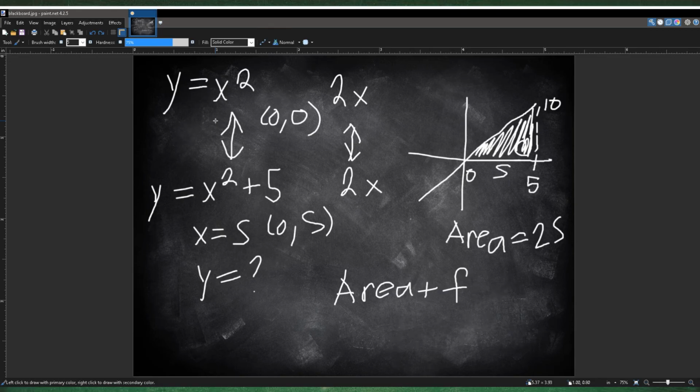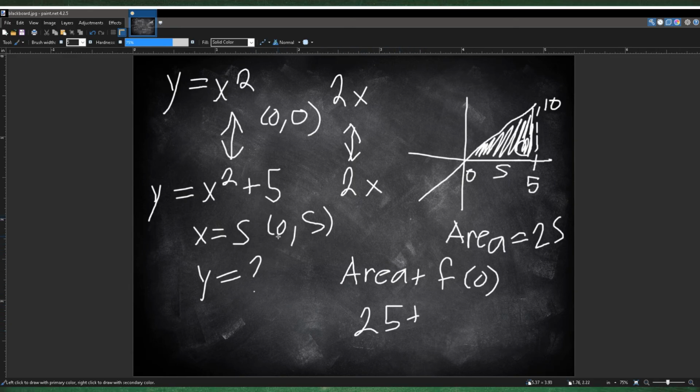So let's try the same idea, but now with y is equal to x squared plus 5, right? So our area plus our initial point. Our area is 25. Our initial point is 0, 5, right? So when x is equal to 0, you have to add 5.